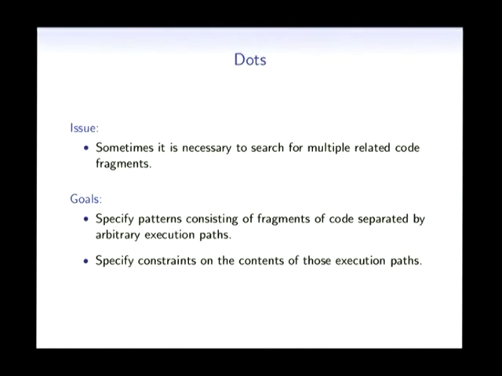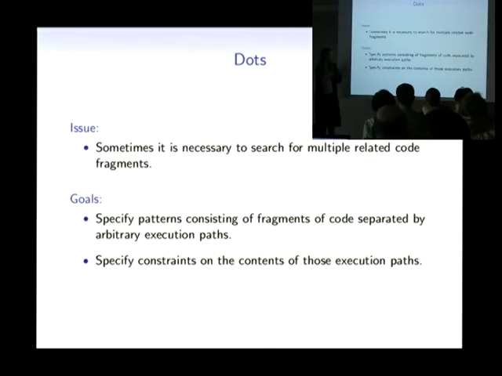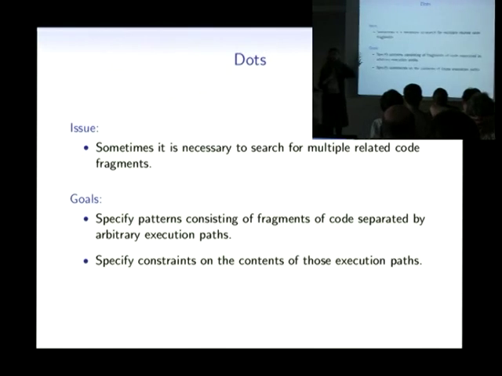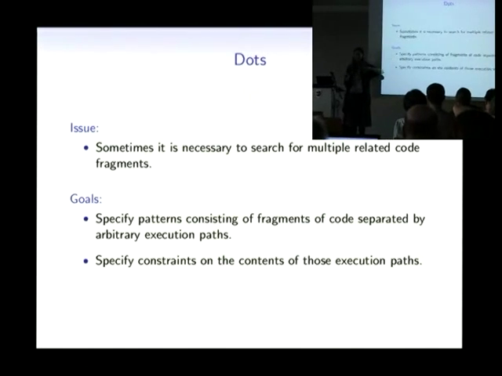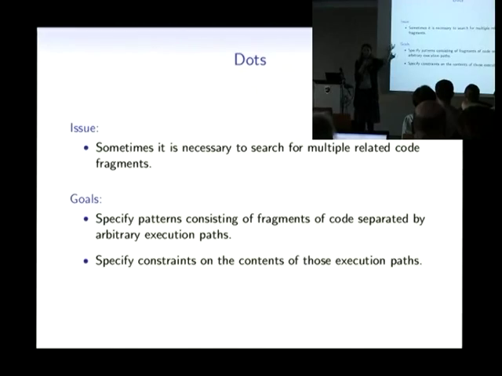Okay, so probably the most important thing left is dots. All of the rules that we have seen so far are completely atomic. You just look for some expression, some function call, some dereference, and so on, and then you make some change to it. In general, you may want to find things in different places, and then if all of those things are present, you want to do something. So what we want to be able to do is to specify patterns consisting of fragments of code that are separated by arbitrary execution paths.